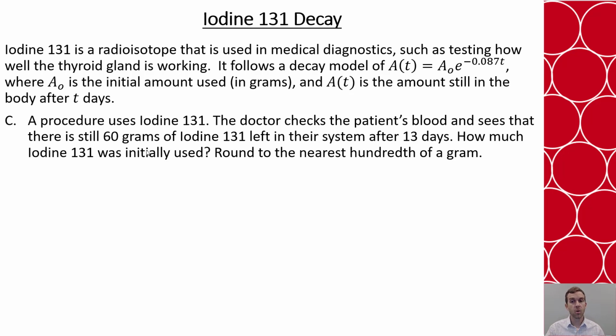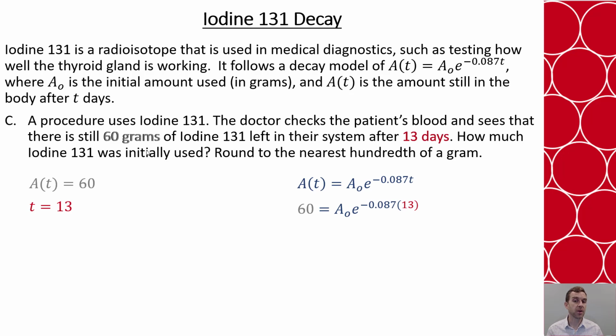So here, again, we're going to use that same equation. This time, we know what's left in the body, which is 60 grams. We know how long it's gone, which is 13 days. And we're trying to solve for that original amount. So as you've seen, we can solve for any of those components.